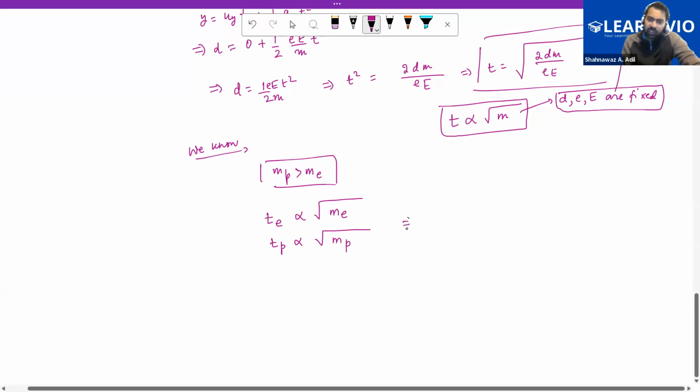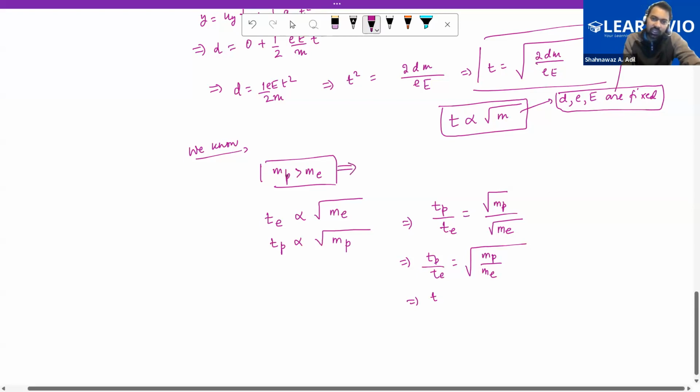Now what we do is divide TP by TE, so this proportionality will be removed, right? And this would be root of MP divided by root of ME, so this would be root of MP by ME, right? Now what would be this quantity? We know that MP is greater than ME.